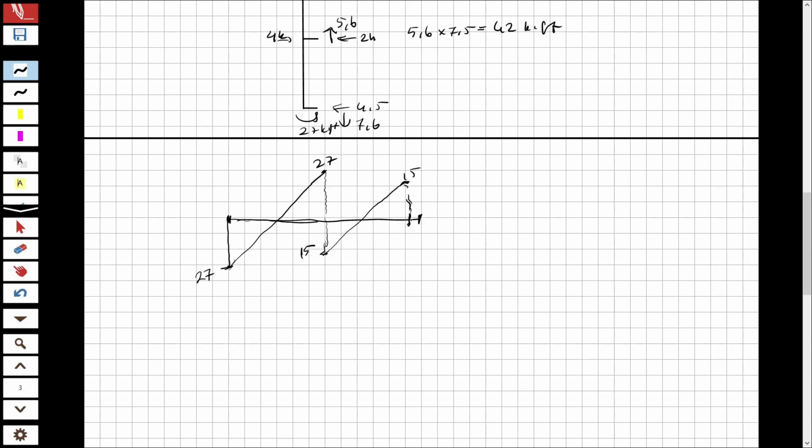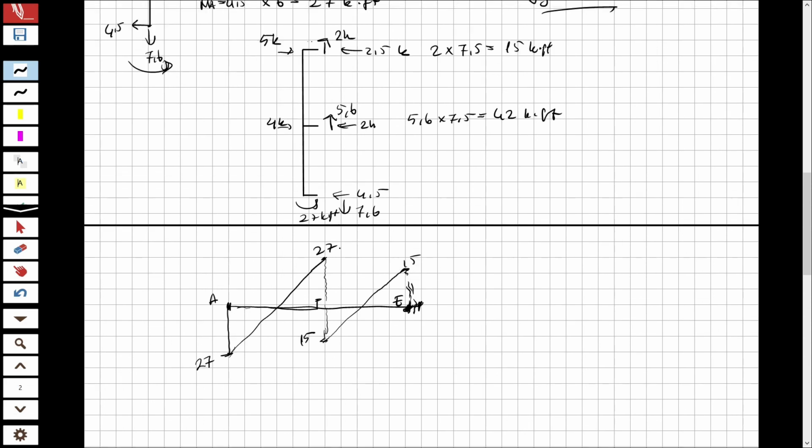And I'm going to carry this point to here. Okay. Now this is point A, and this is point F, and this is point E. Now you can see the moment diagram also be like that, and the question is solved.